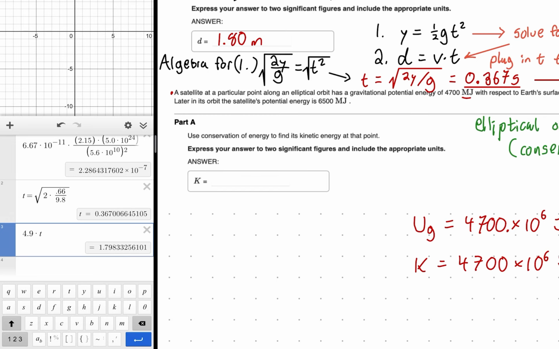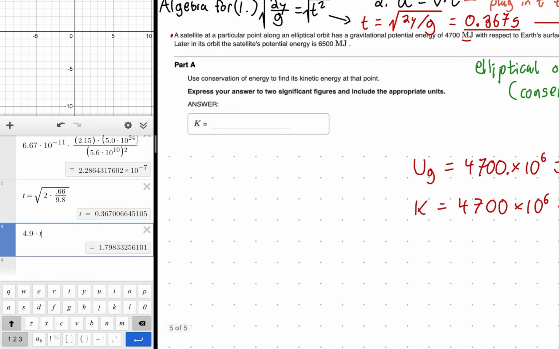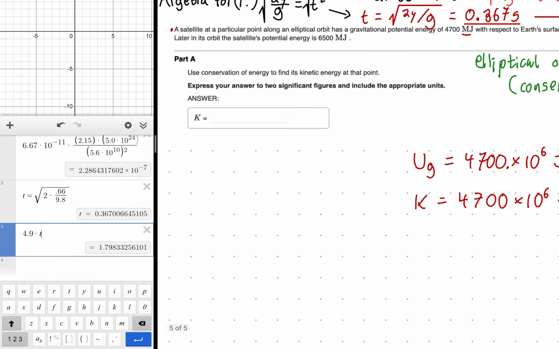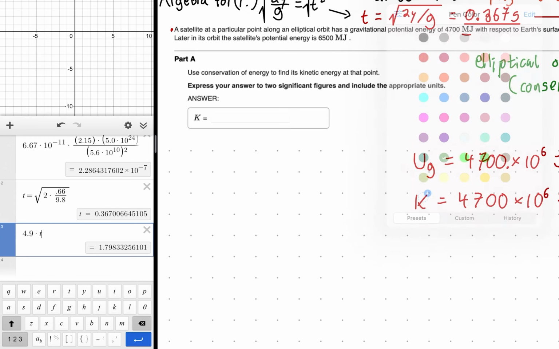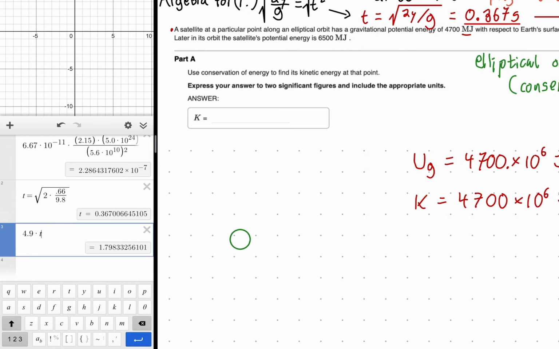We're told at a later point in its orbit, the satellite's potential energy is now 6,500 megajoules. So it's gained potential energy. What that would look like if we had, say, a green planet like Earth, a little circle here, and we had our orbit. Well, our elliptical orbit would look something like this. And then we would have some point, or 2 points along that orbit, where at one point there is an equal amount of kinetic energy and potential energy.